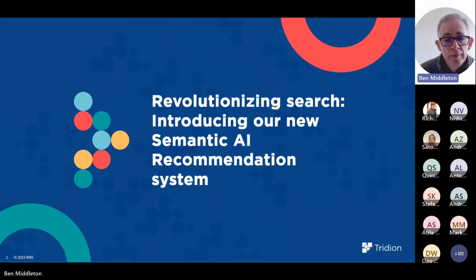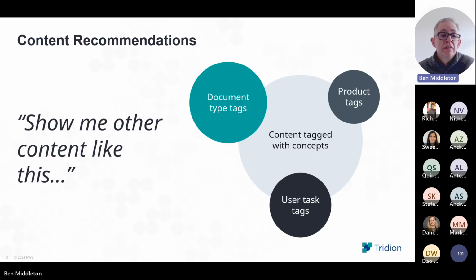So today I really want to talk about how we can take what we've already built in semantic AI in Tridion Sites 9.6 and improve upon it for the recommendations requirement. This is something that's quite apt at the moment, with a lot of people talking about generative AI and the facilities that are available there. But what are recommendations? Essentially, it answers the question: find me other content, or show me other content, that's like this.